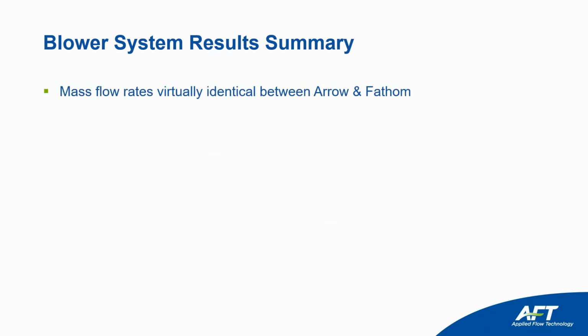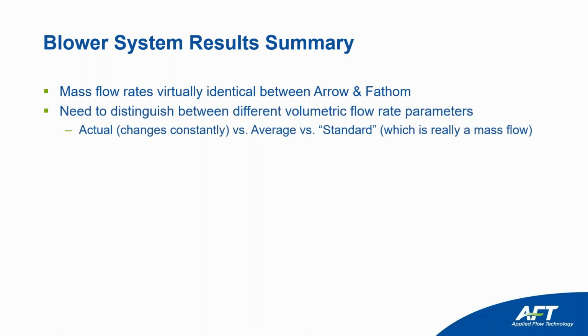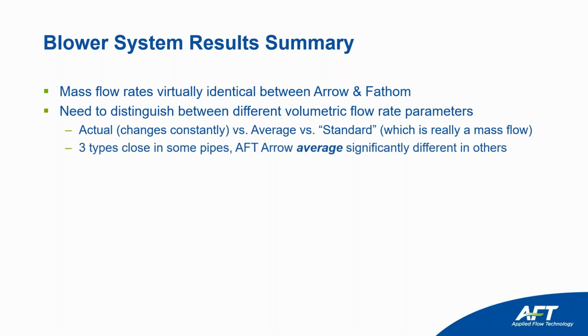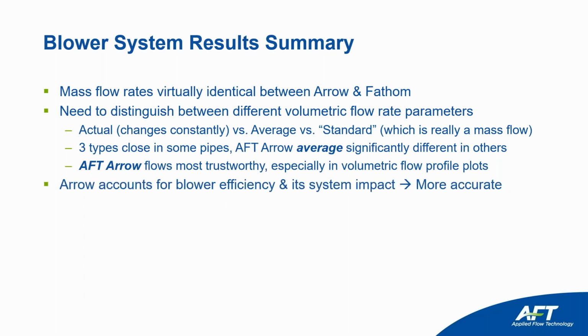So just to summarize, the mass flow rates are virtually identical between Aero and Fathom. Need to distinguish between different volumetric flow rate parameters, actual versus average versus standard. Sometimes they might be close, sometimes they might be different. AFT Aero is always going to give you the most trustworthy and more accurate results.